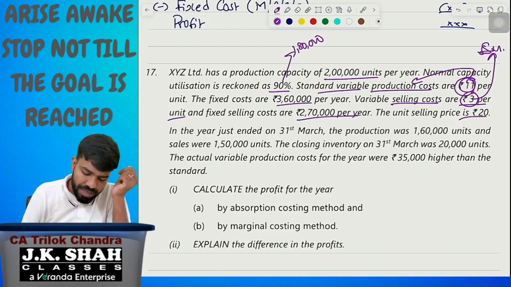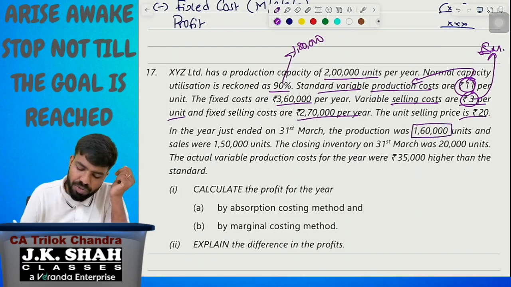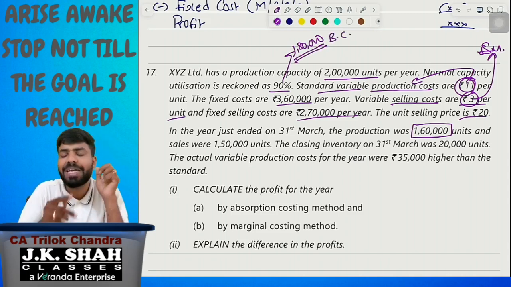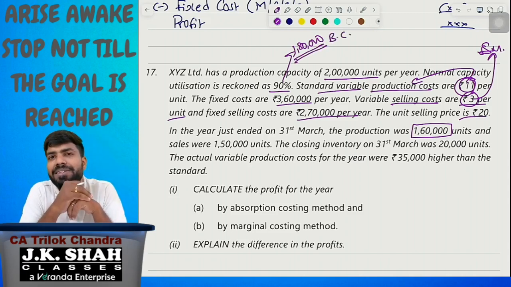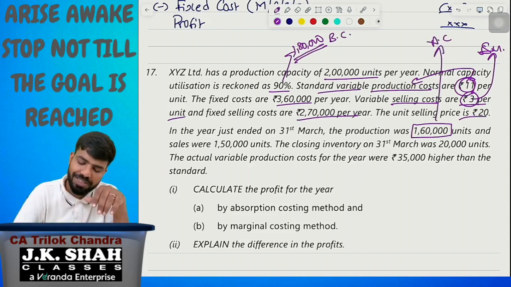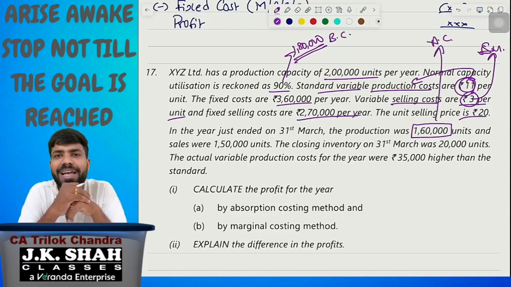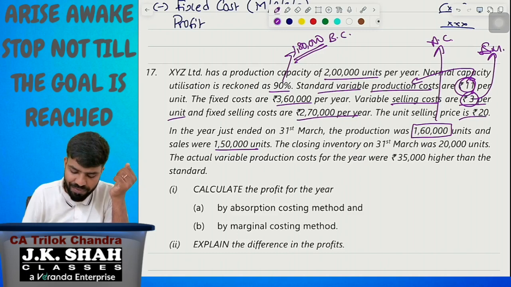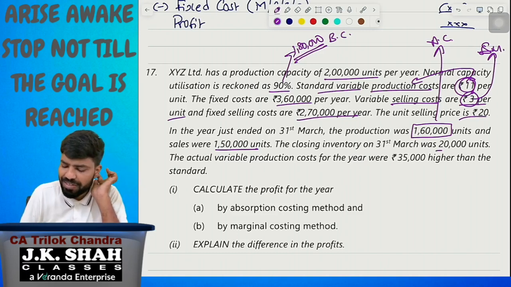Okay, next. In the year just ended 31st March, the production was 1,60,000 units. Actually, this 1,80,000 is the normal capacity, nothing but budgeted capacity. Normal capacity is also called the budgeted capacity, whereas the actual capacity is 1,60,000. Okay, now. And sales were 1,50,000 units. Production is 1,60,000. Sales is 1,50,000. Closing inventory is 20,000 units.